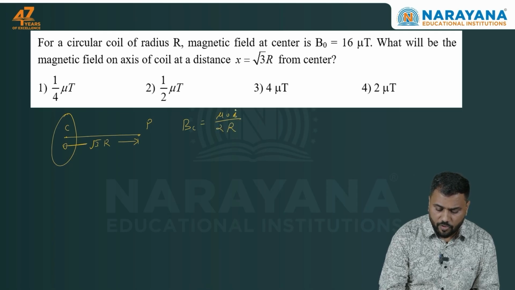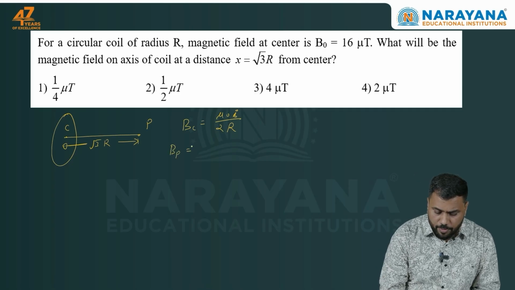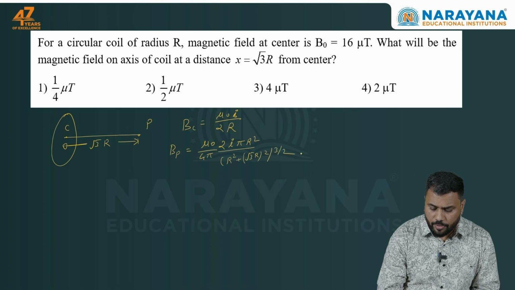The value of the radius of the coil is not given, but we don't need it. And the magnetic field at the point P is going to be mu naught by 4 pi into 2 times the magnetic moment of the coil, which is I into pi r square, divided by r square plus the distance along the axis root 3 r whole square, power 3 by 2.